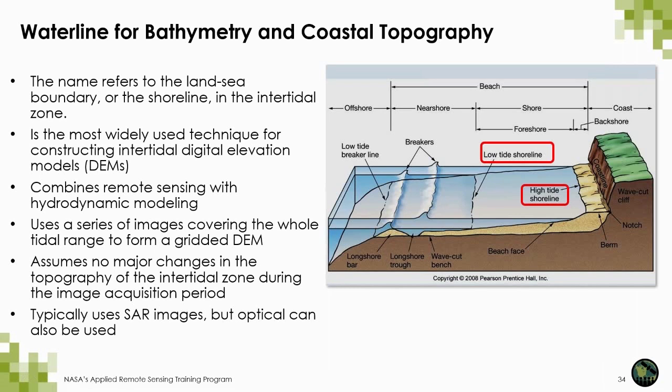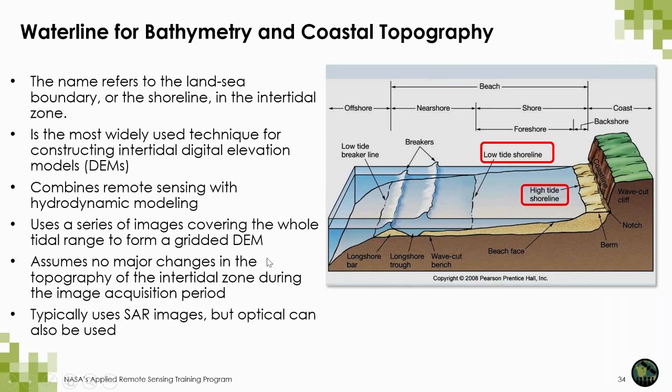The waterline method, as I said, is the most widely used technique for constructing intertidal digital elevation models, and it involves combining remote sensing with hydrodynamic modeling. The waterline refers to the land-sea boundary or the shoreline in an intertidal area, and it consists of detecting the waterline edge in remotely sensed images. Then waterline pixels are geocoded, and heights are assigned to these using the water level information produced by the hydrodynamic model for the observed area at the time when the image was acquired.